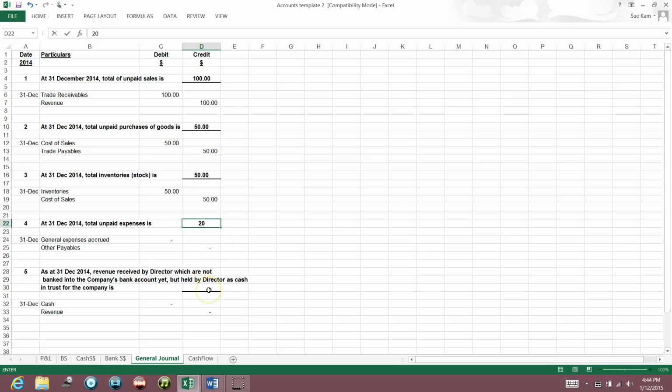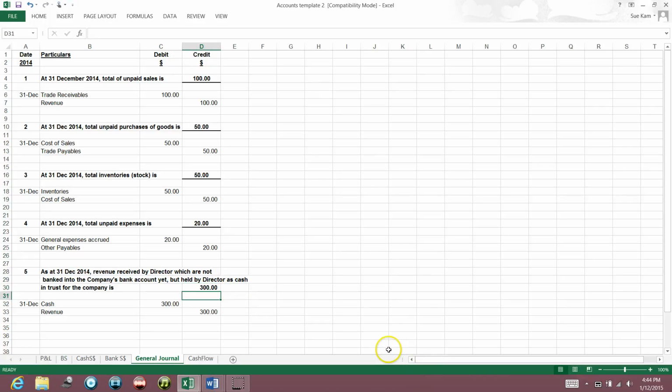Okay, so what is number 5? The rest was the same as just now. At 31st December 2014, revenue received by the director which is not banked into the company bank account but held by the director as cash in trust for the company. So that means probably the company generated some revenue, and the revenue is held by the director in cash, or maybe it could be banked into the director's personal bank account. That means we treat it as money received by the director and held as cash by the director in trust for the company. For example, this is 300.